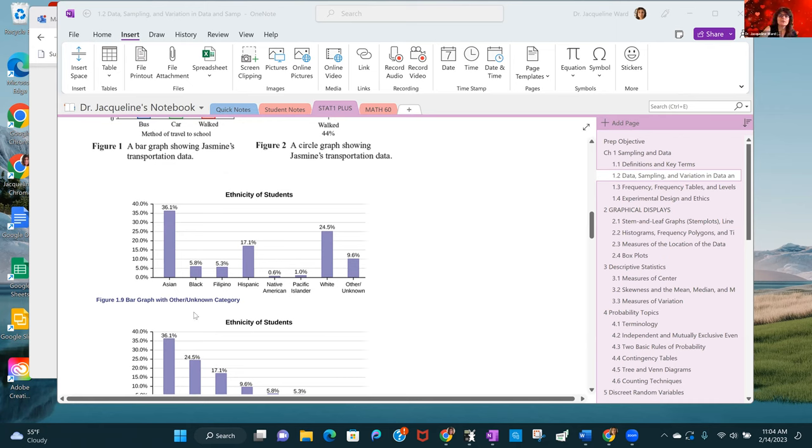Here's a bar graph with the unknown other category. And so ethnicity of students, right? 36.1% Asian, 5.8% Black, 5.3% Filipino, et cetera, et cetera.